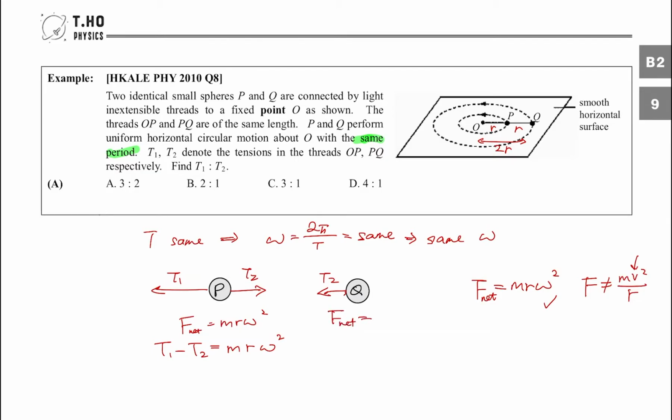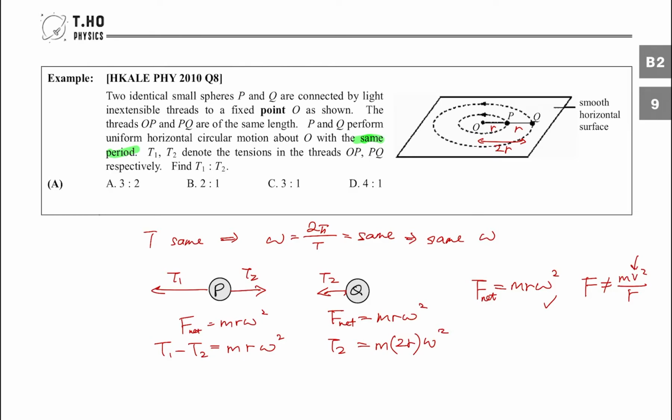And for Q, I do the same thing. The net force on Q is T2. The mass is the same. Note that the radius of its circular path is 2r. And it has the same omega squared.